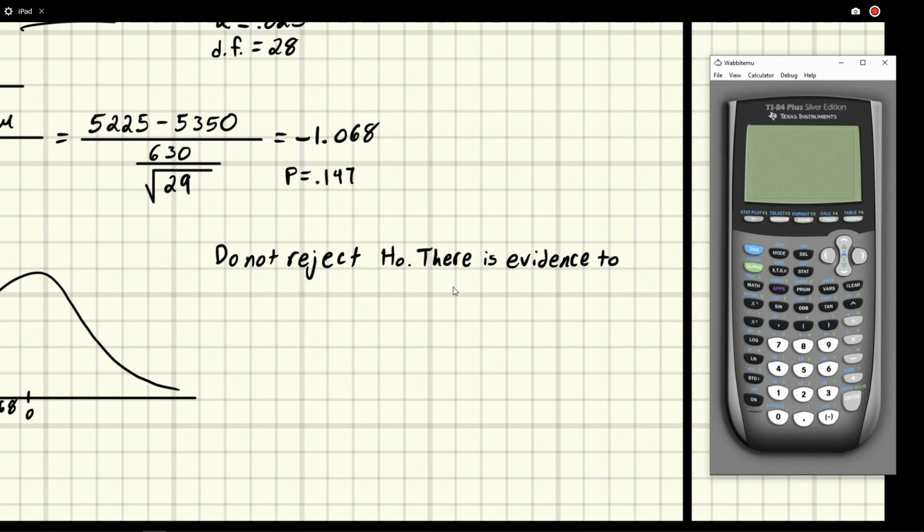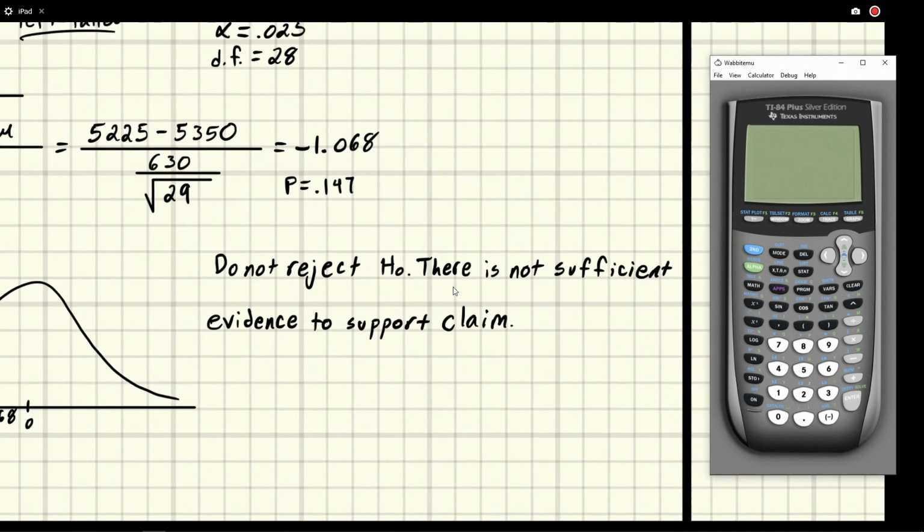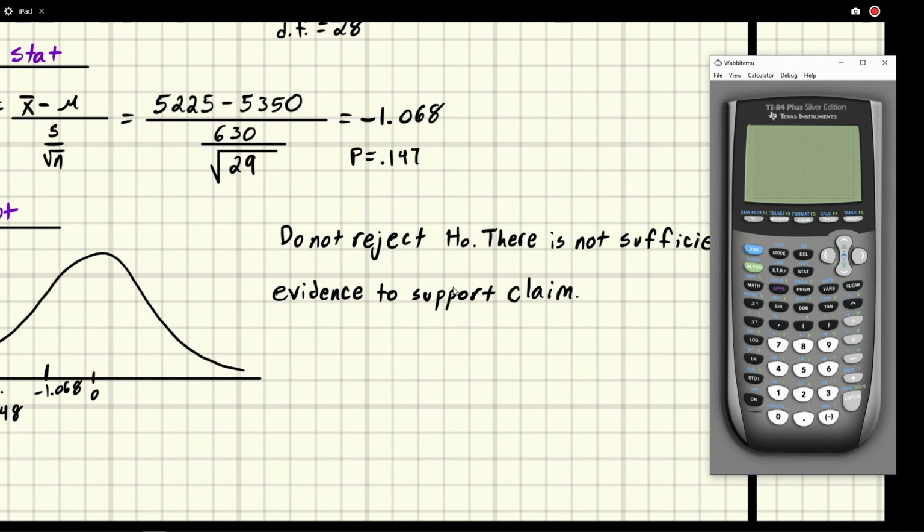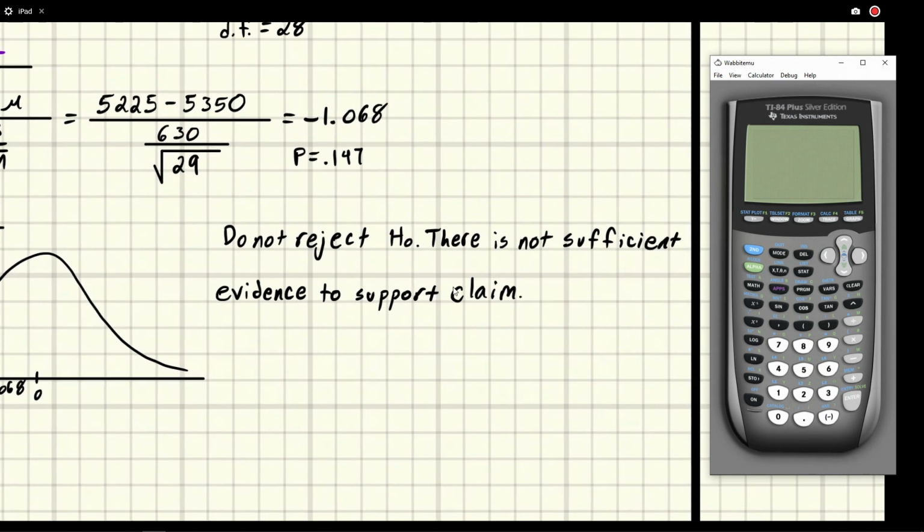Or we would say it like this. This is the really nice way to say it. There is not sufficient evidence to support the claim. So we're not even admitting that we're wrong here. We wanted to support the claim, but we just didn't have enough. There was not sufficient evidence. In fact, we had evidence to say the other way, but we can't really say that the claim was wrong. We just say that we didn't have evidence to support it.